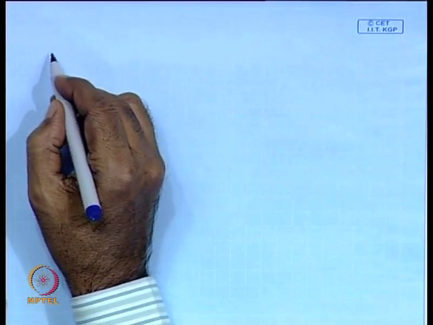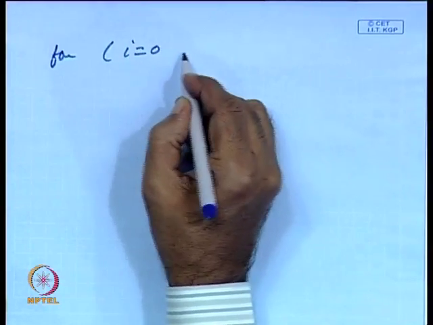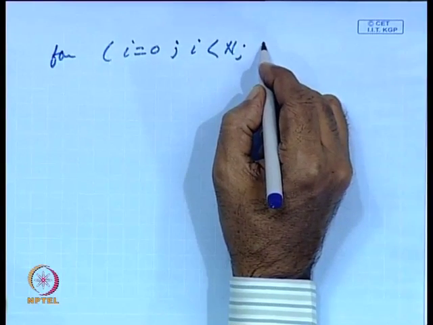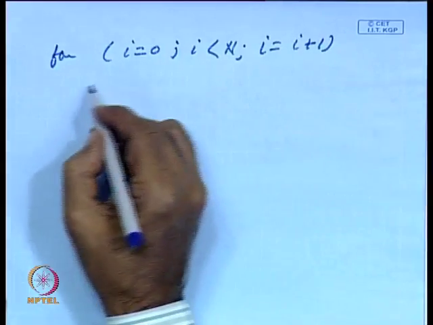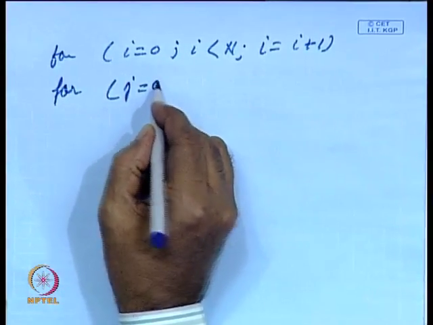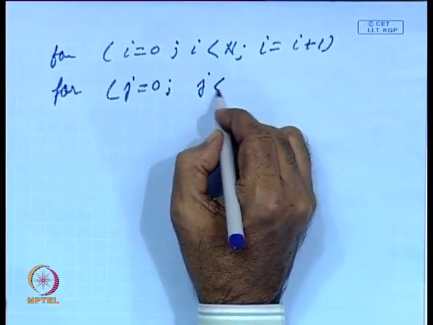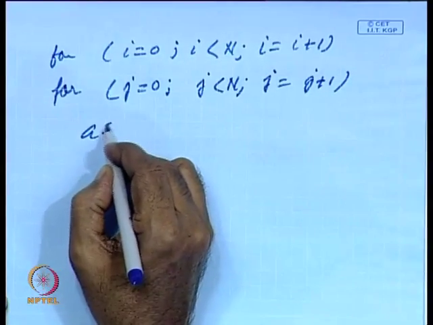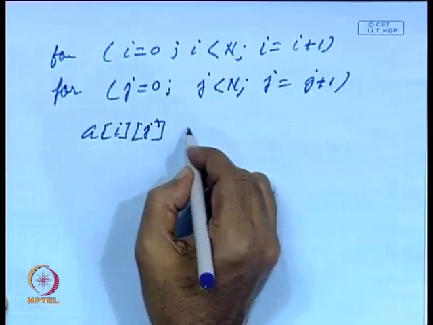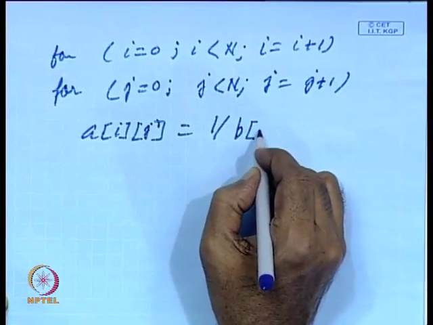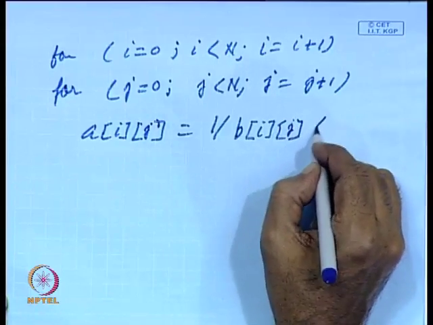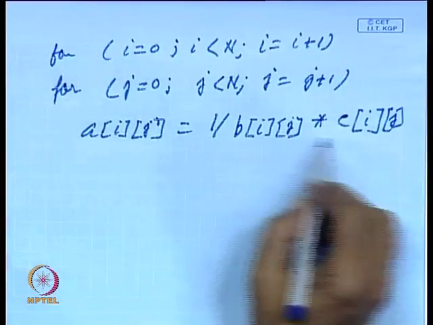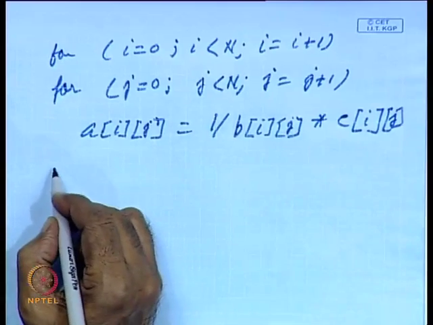The first one is for i is equal to 0, i less than n, i is equal to i plus 1, and for j is equal to 0, j less than n, j is equal to j plus 1, and a[i][j] is equal to 1 by b[i][j] into c[i][j]. This is the operation you are performing.